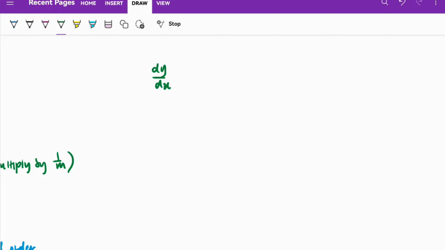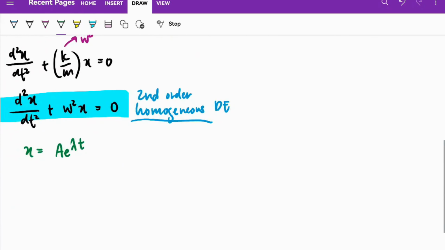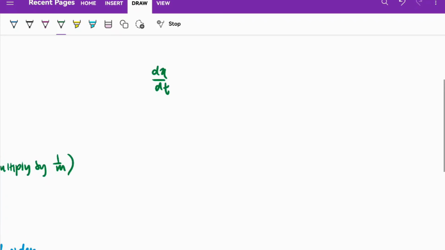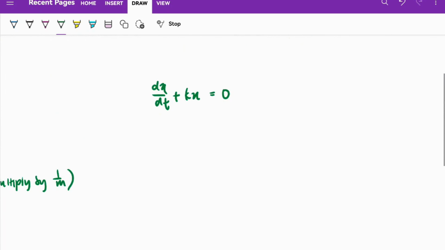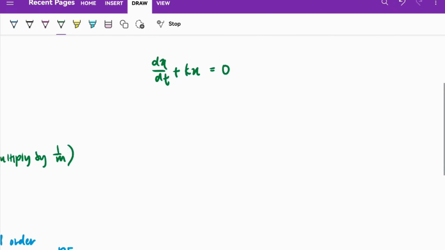So in general, I'm not going to put dy dx, I'm going to use dx dt instead because we are looking at that here, right? dx dt plus, let's say, kx equals 0. This is the normal differential equation that we have here. It's actually of this form, it's just that this is second order and this is first order. That's the difference. So I'm going to explain to you using first order because I believe it will help you. So how do we solve this?